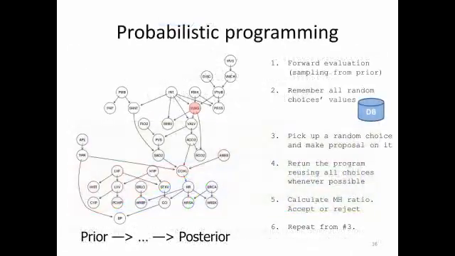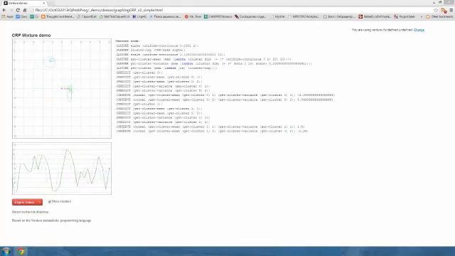Okay, so this is another example of a model you could write in Venture. I don't know how familiar you are with probabilistic programming, or with Church-like languages and Venture. Should I show this example? Okay, so here you see a CRP mixture demo written in a Church-like language.